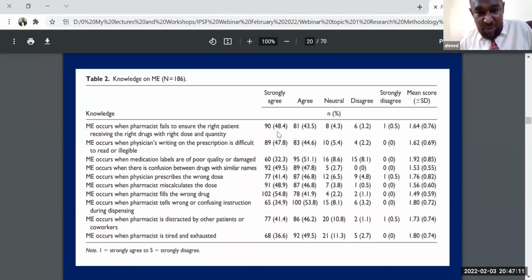Here, the mean score is the average score computed from the responses of all respondents. For example, as a percentage, 48% of respondents chose strongly agree, and 43.5% chose agree. Because strongly agree is coded as 1, agree as 2, neutral as 3, disagree as 4, strongly disagree as 5, the average score is 1.64. The advantage of using a Likert scale is that all those are items for knowledge.